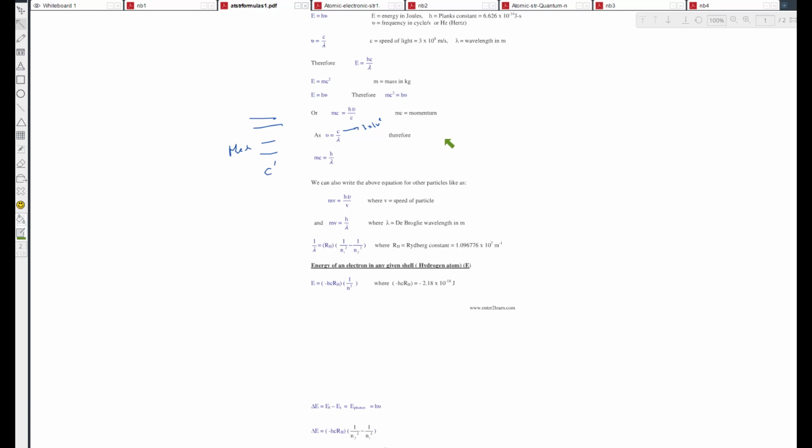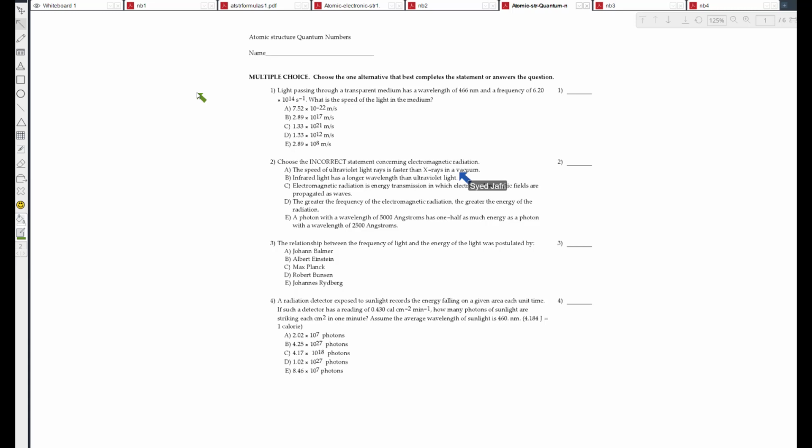Or you can just put v if you want. This is nu, not the v. So v equals lambda times nu, or you can put c dash. So what formula are we going to use? Lambda times nu. Yes, right. Frequency times the wavelength, you're right. I'm just putting c dash because it is not the same constant.